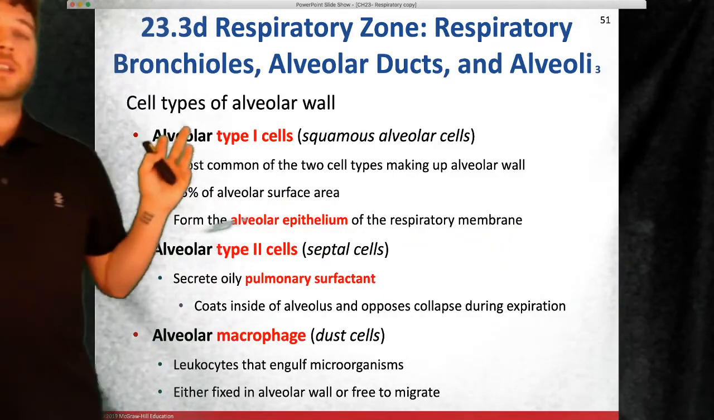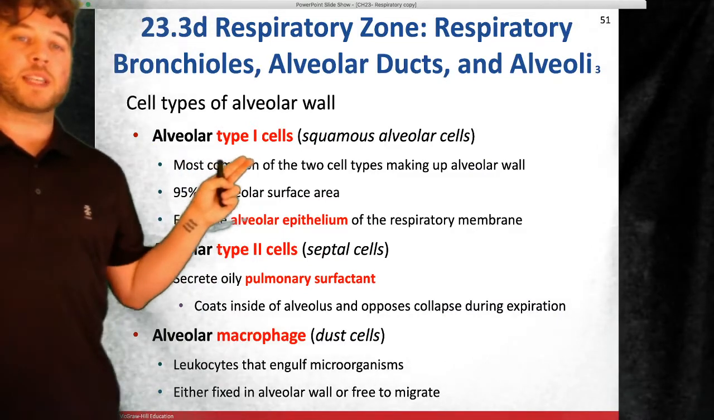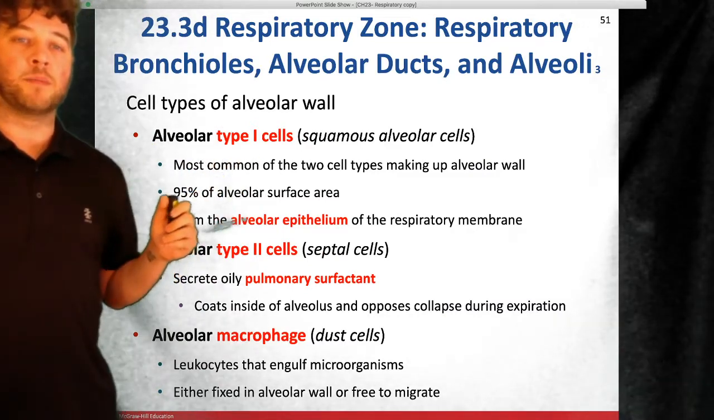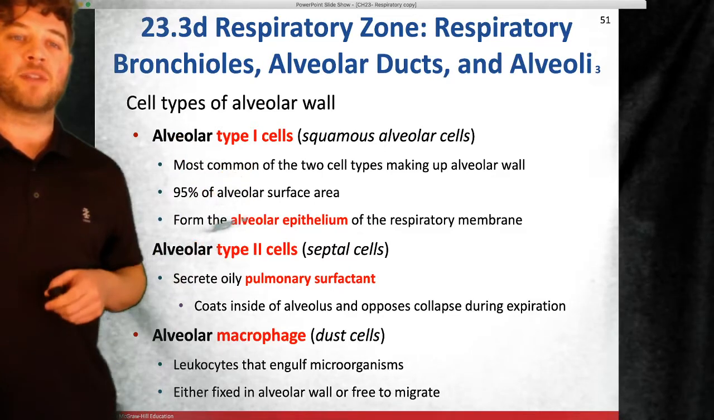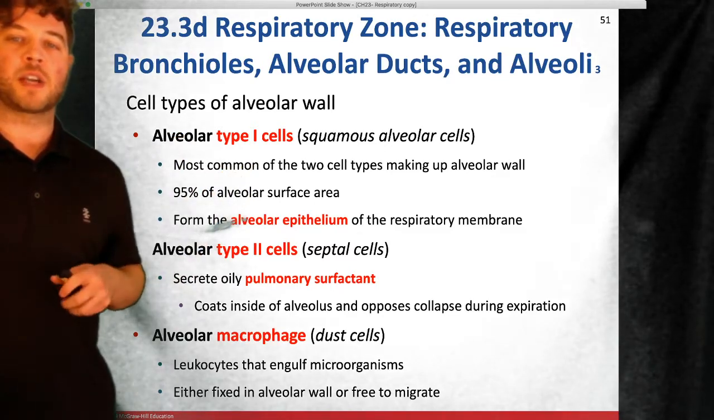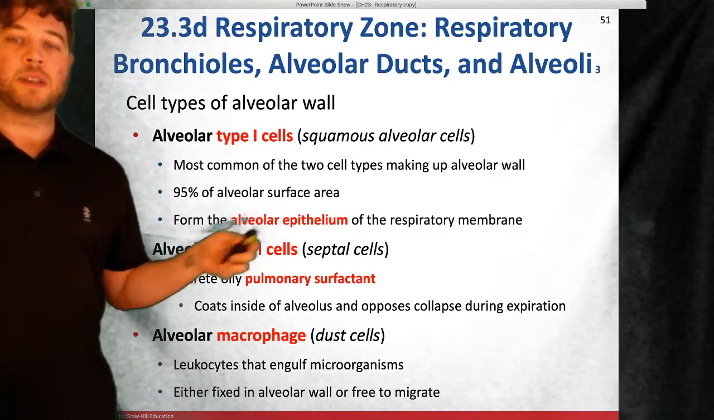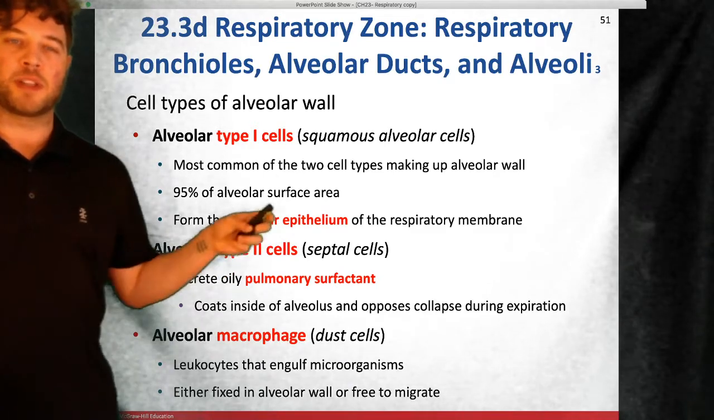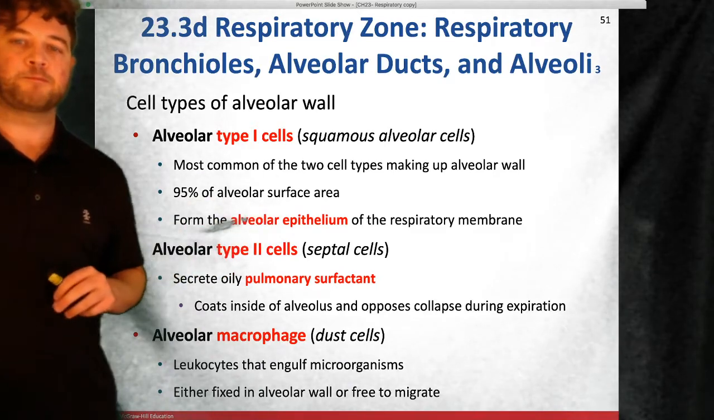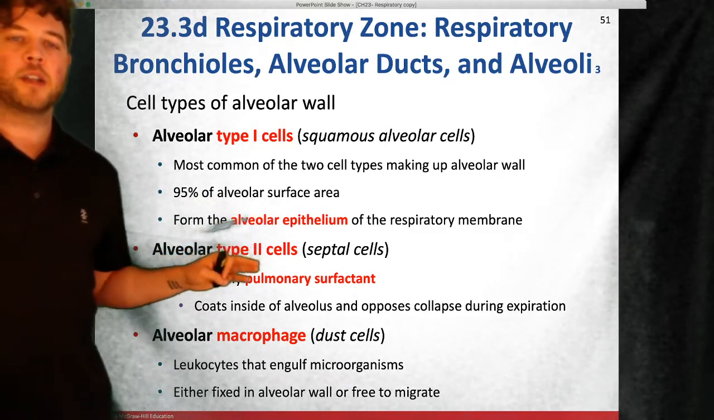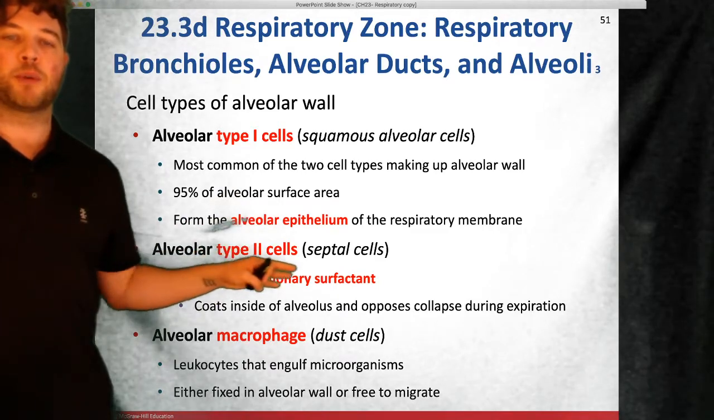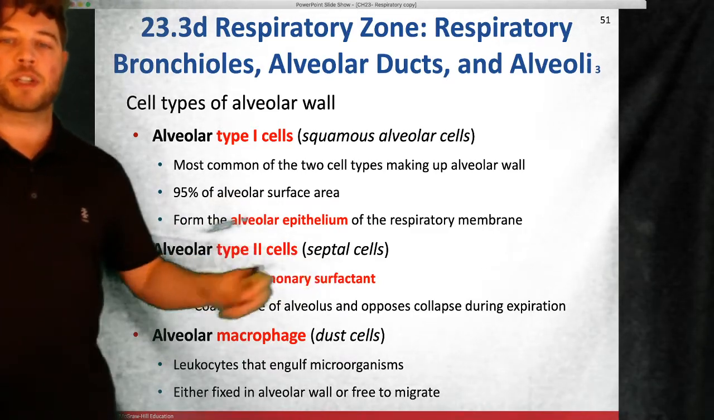There are different types of cells in the alveolar wall. The type 1 cells are the most common of the two cell types making up the alveolar wall, 95% of the surface area, and form the alveolar epithelium of the respiratory membrane. We'll talk about the respiratory membrane when we get into that. The type 2 cells are your septal cells. They're going to secrete the pulmonary surfactant, an important function for them.